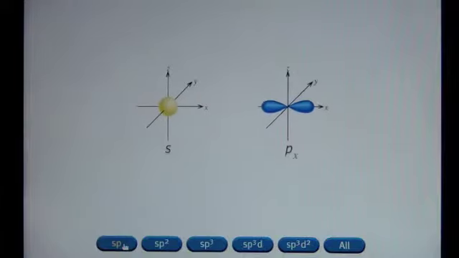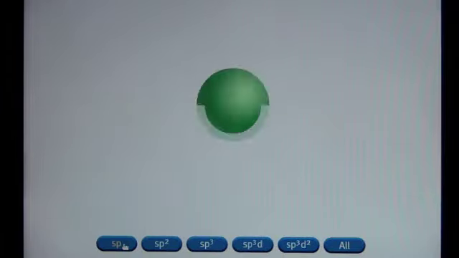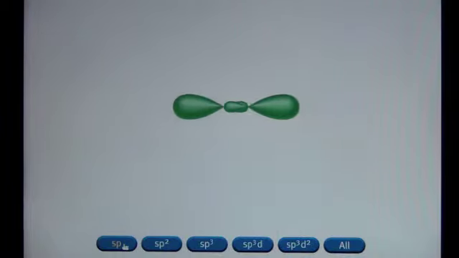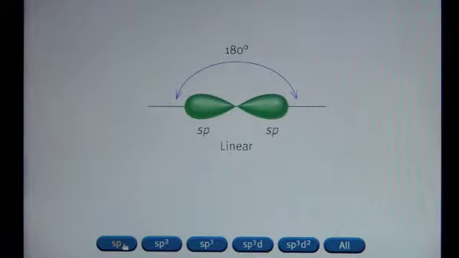To create two areas of high electron density, you must take one s orbital and one p orbital and blend them together to make two sp hybrids. Notice that the sp hybrids are 180 degrees apart from each other, and this would be called a linear structure. So whenever you want two areas of high electron density, you're going to blend an s and a p orbital, making two hybrid sp orbitals that are 180 degrees apart from each other.